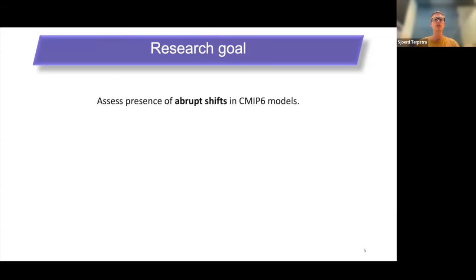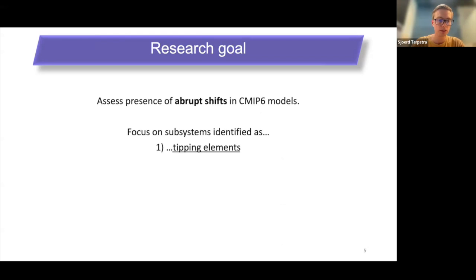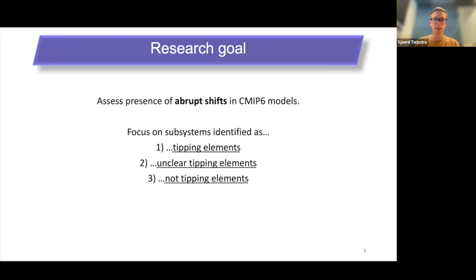So the research goal is to assess the presence of abrupt shifts in CMIP6 models. And we do this catalog according to 3 different criteria. So we focus on subsystems identified as tipping elements. Then we look at the ones that are unclear tipping elements. And finally, at systems that are not categorized as tipping elements.